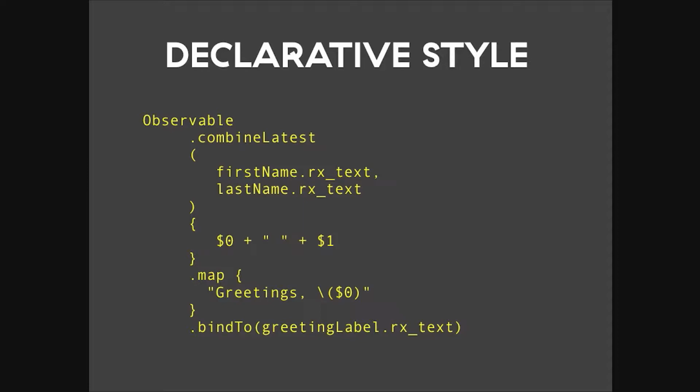RxSwift has 2 modules in Swift. One is core, RxSwift, and the other is RxCocoa. RxCocoa will give you something like this. So it's like an extension on UIKit, which will allow you to bind to something or to receive events upon user interaction.